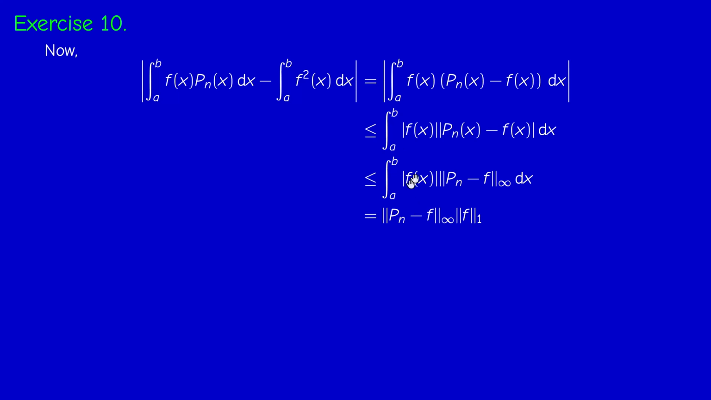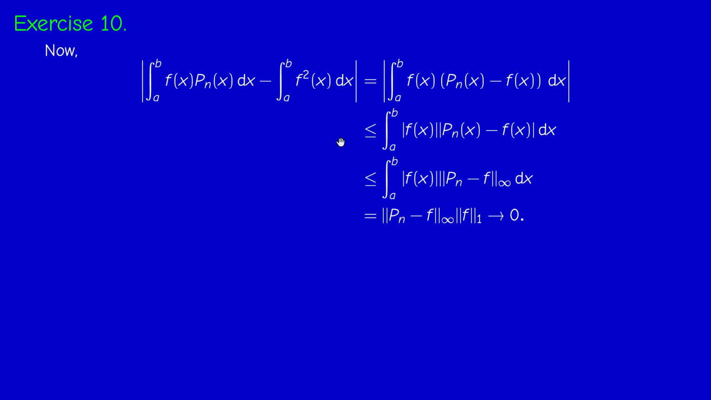we are left with the integral of the absolute value of f, which is just the norm 1 of f. So this is just a constant, and this quantity tends to 0 as n tends to infinity. So this difference tends to 0, and therefore the integral of f Pn converges to the integral of the square of f.